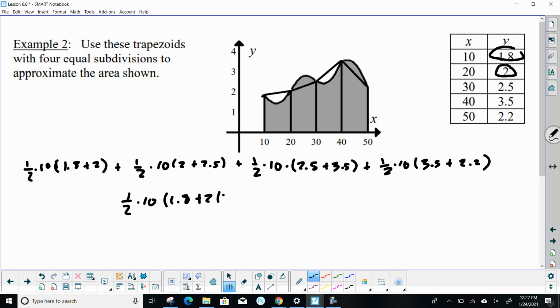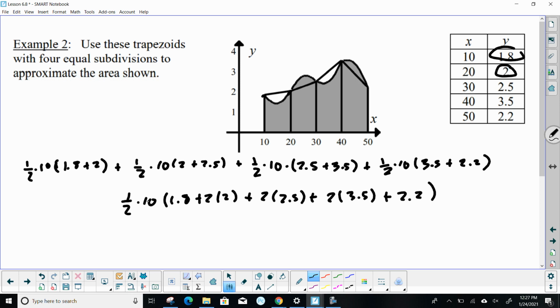So 2 times 2. Then I've got a 2.5 and a 2.5, so I got to times it by 2. Plus, then I've got a 3.5 and a 3.5. I got to times it by 2. Plus, and then the last height, 2.2, is only included once. So that's a shortcut way of doing this rule. Makes it a little bit easier. But this only works if it's 4 equal subintervals.